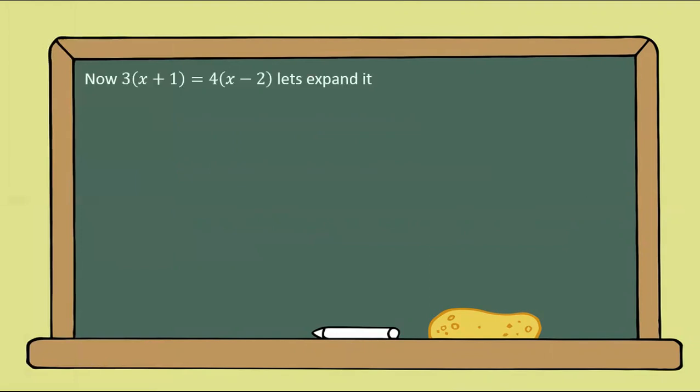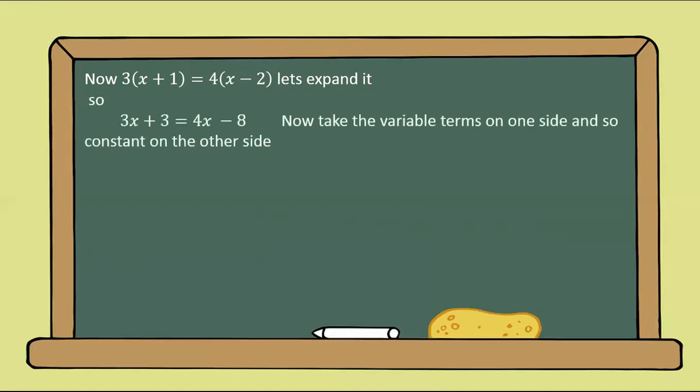Let's take another example. 3 bracket x plus 1 is equal to 4 bracket x minus 2. Let's expand it. If you want to know how to expand, there is a complete tutorial on Radicals Online Tutoring. If we have to expand it, we first simply multiply the outside element to all the inside elements of the bracket. So we will have 3 multiplied with x is 3x, then 3 multiplied with 1 is 3. And 4 multiplied with x is 4x, minus 4 2s are 8.